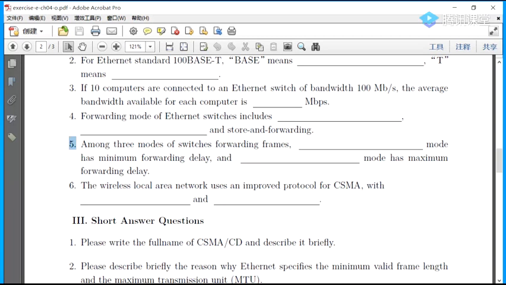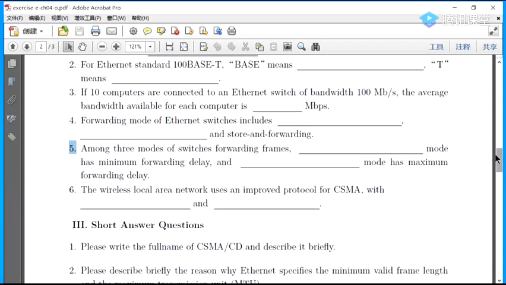Question 5. Among the 3 modes of switches forwarding frames, which mode has the minimum forwarding delay? Cut through, right? And which one has the maximum forwarding delay? The store and forward mode has the maximum forwarding delay.